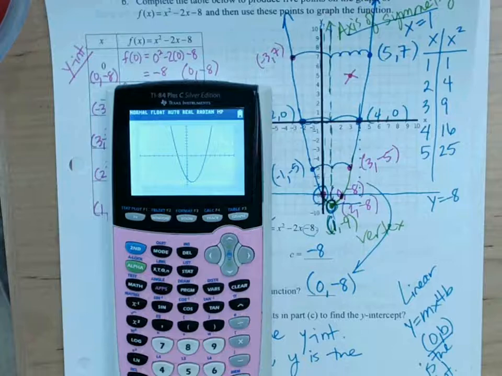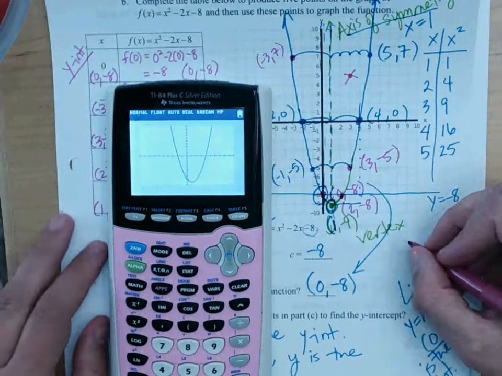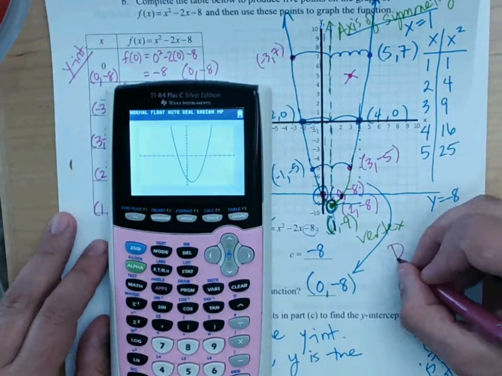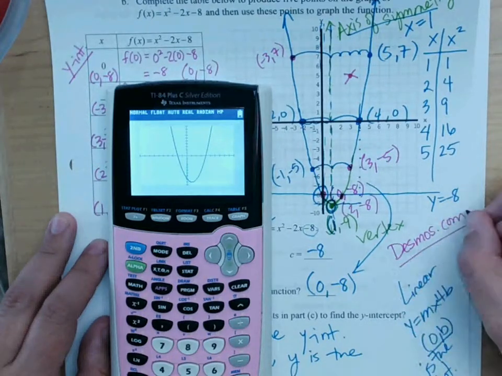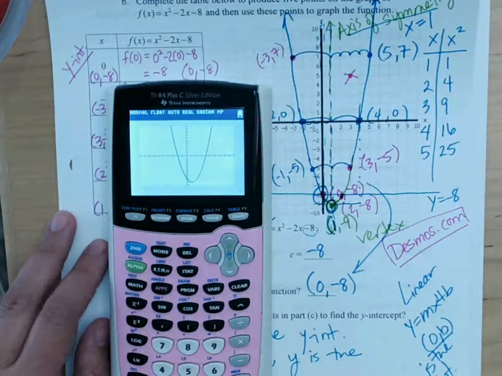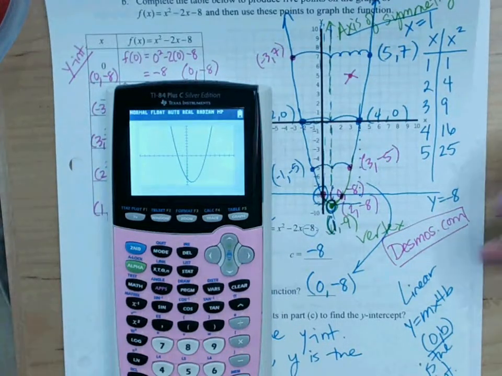And by the way, if you don't have a graphing calculator and you're working on these problems at home, you can always try them on desmos.com. This is a free online graphing tool. So you don't necessarily have to have a graphing calculator to do the graphing.